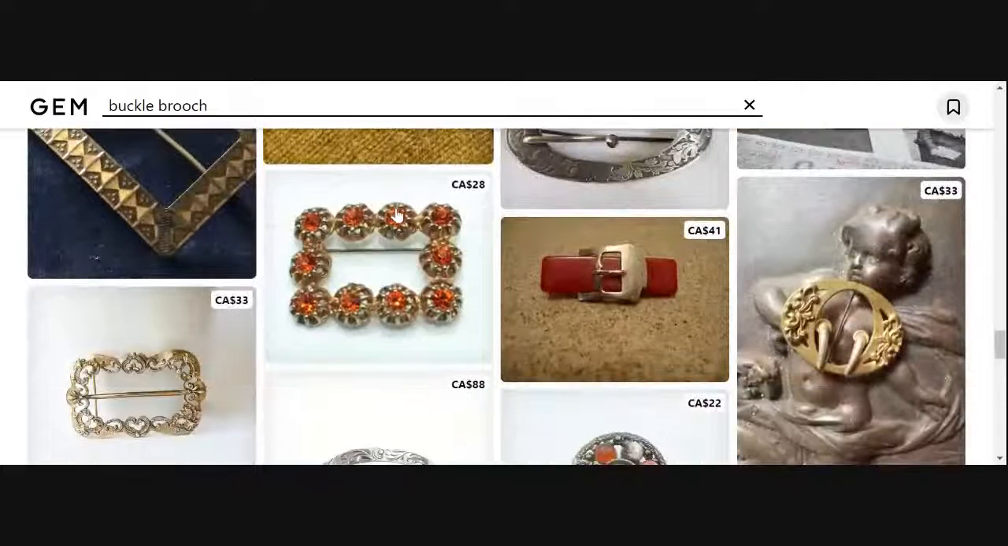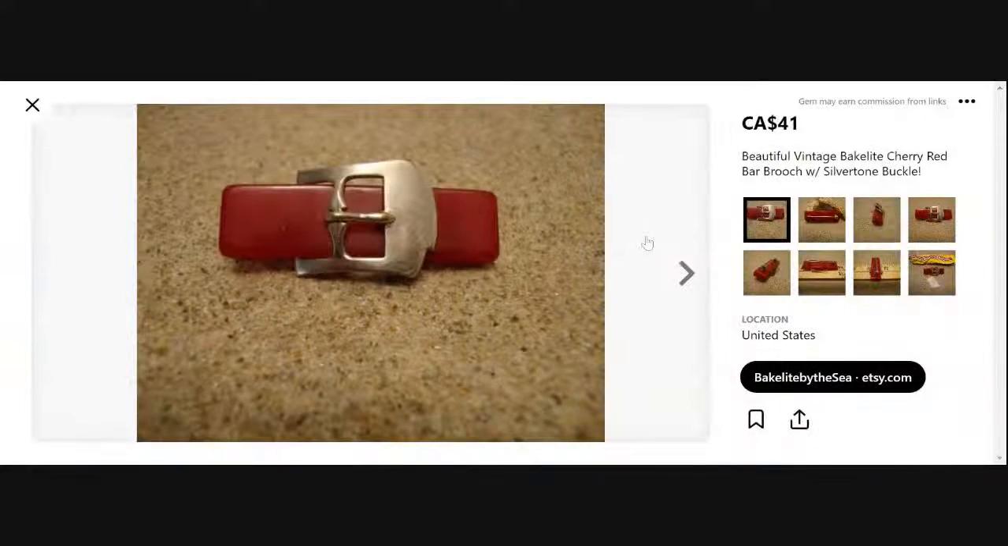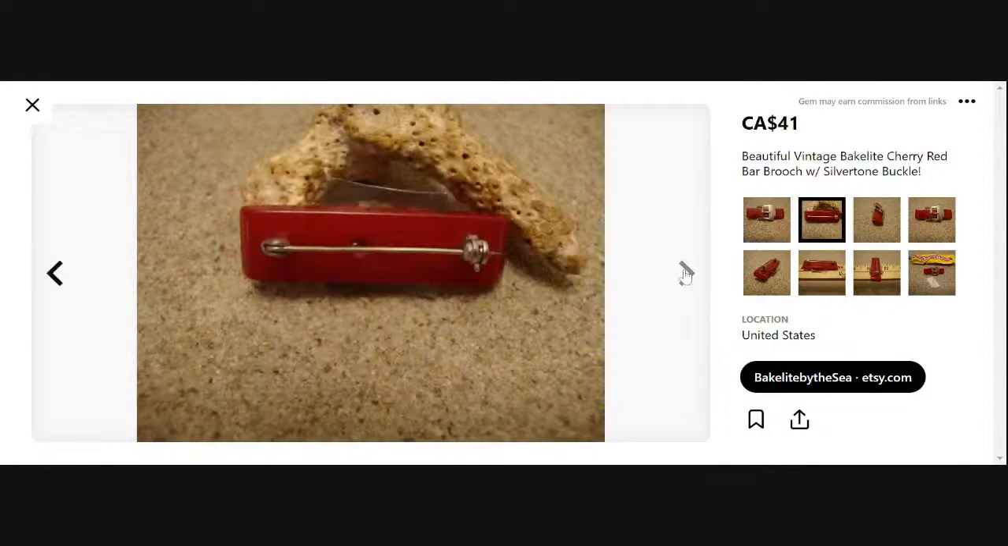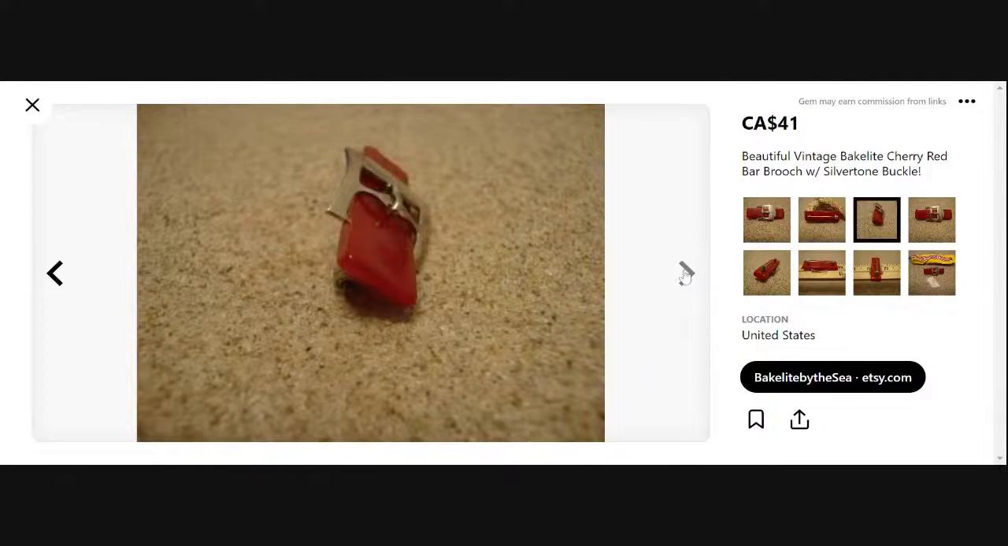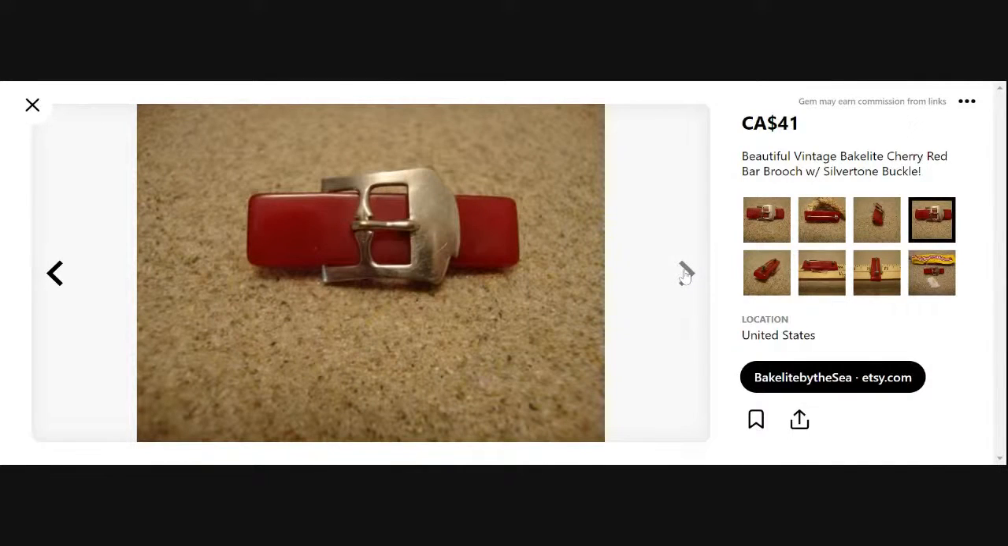Let's keep going. I'm going to look at my comments and just see if I'm missing anything. Yes, I agree with you. The sculptural look of them is absolutely amazing. Okay, this is a Bakelite cherry red bar brooch with silver tone buckle, $41 from Bakelite by the Sea on Etsy. So this would be a great example that is 20th century. Quite interesting. I love seeing that buckle motif in a more updated modern way.